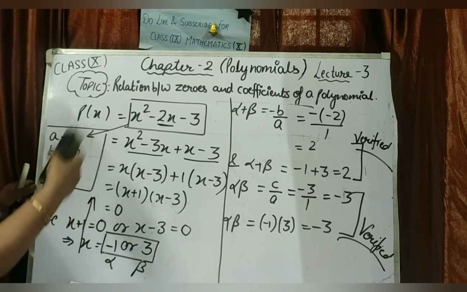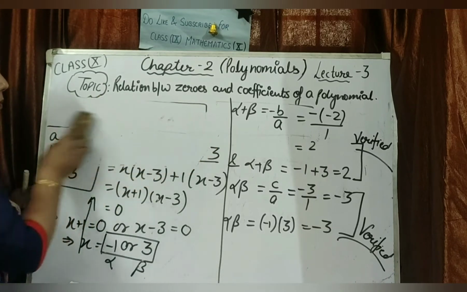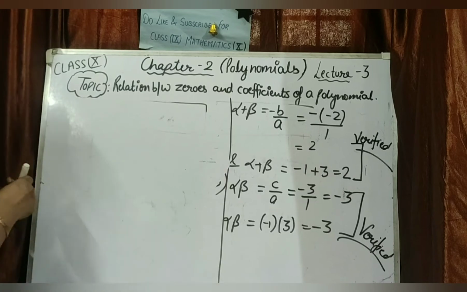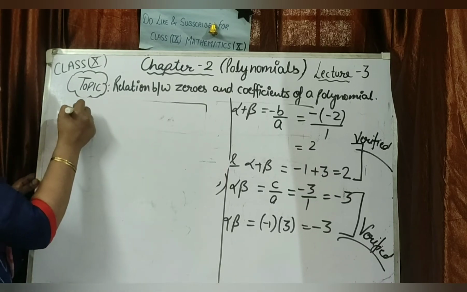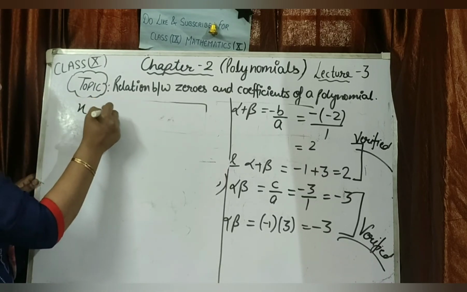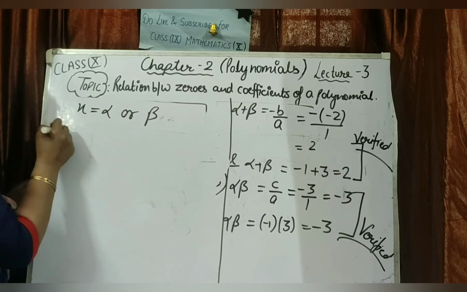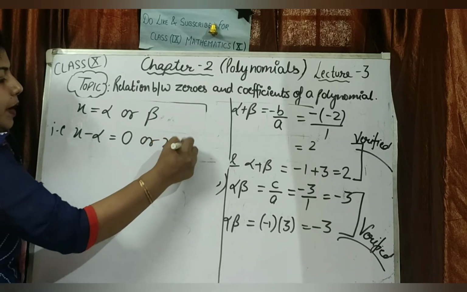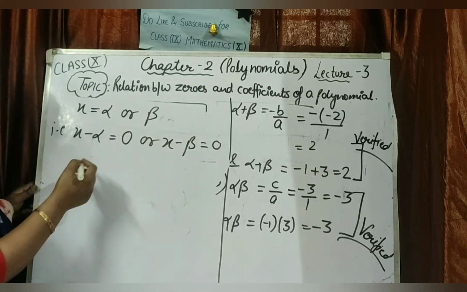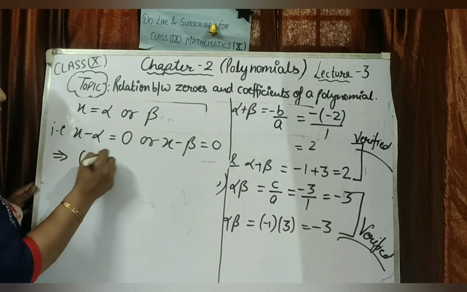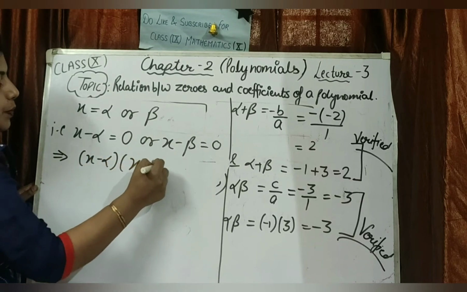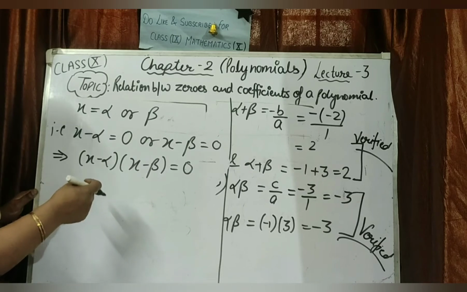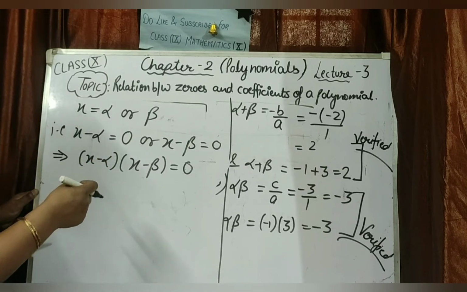Now see how we will get that particular equation when alpha and beta are the zeros of a quadratic polynomial. So let alpha and beta be the zeros. What will we do? Either x is alpha or it will be beta. Means x minus alpha is equal to 0 or x minus beta is equal to 0. Means x minus alpha into x minus beta is equal to 0. Now can we expand this? Yes, we can multiply these polynomials, right?